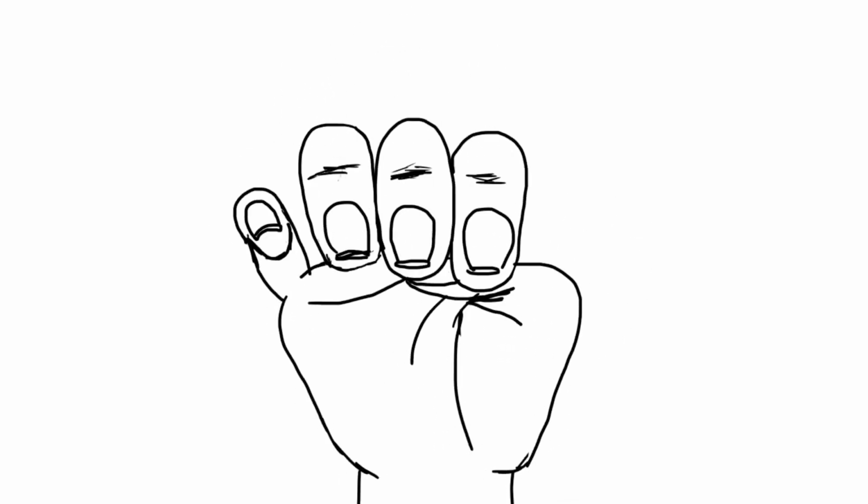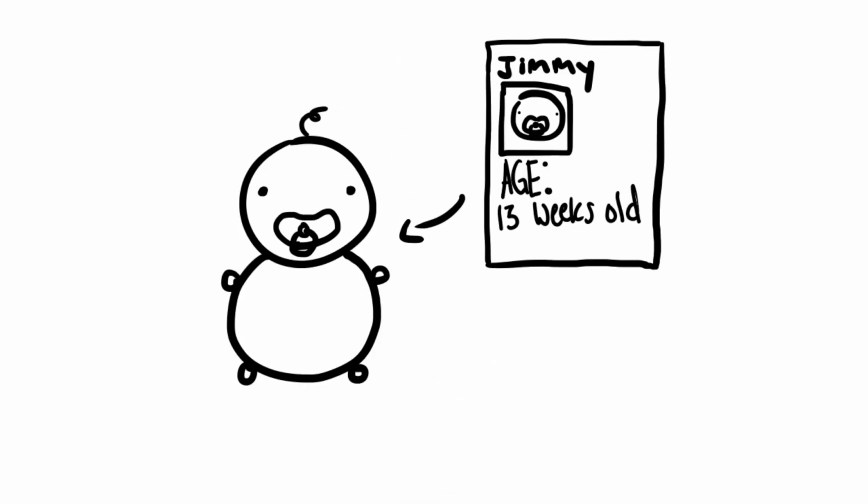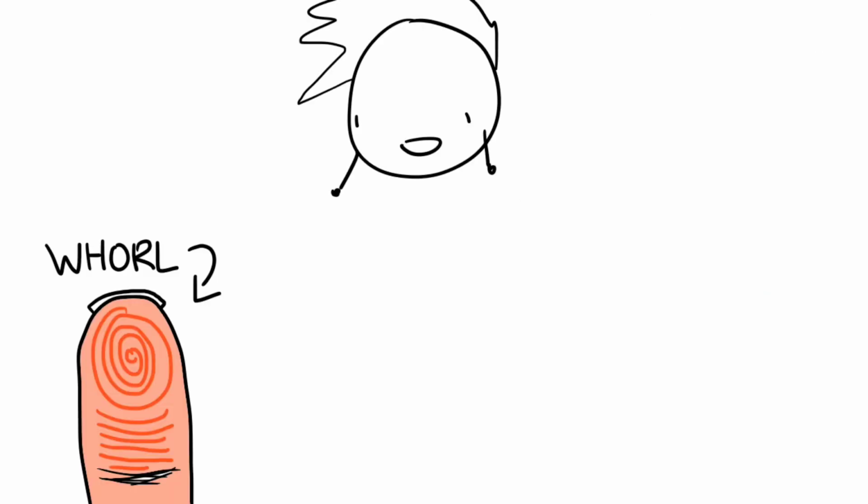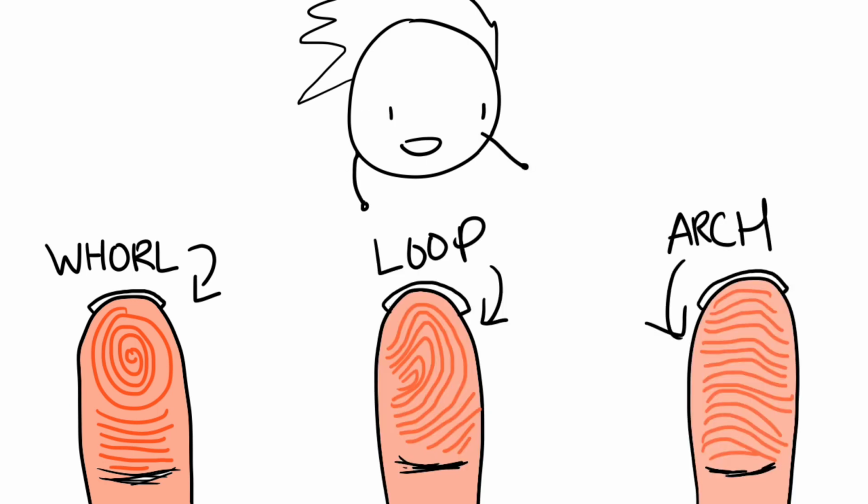Why are our fingerprints so unique? Fingerprints tend to develop when humans are just 13 weeks old. These fingerprints all have primary ridges, which are indentations within the finger. Primary ridges merge to form into either whorls, loops, or arches.